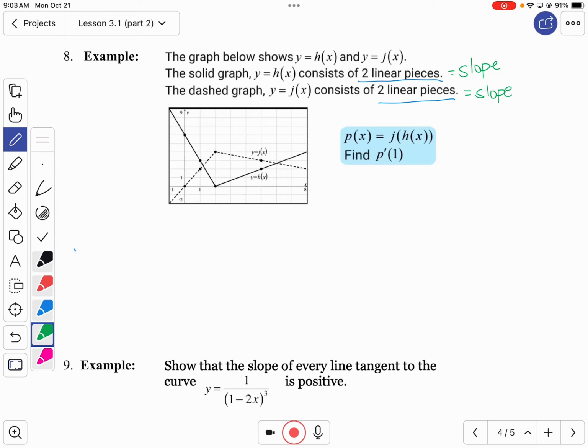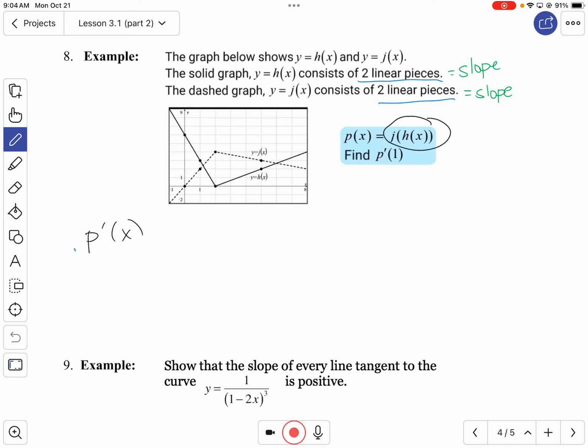So they're asking me to find P prime at 1, okay? Well, here's P. So P prime of x is going to equal derivative of the outside, evaluated at the inside, times derivative of the inside. And we're still going to go in and put our x value in. So P prime at 1, so J prime at h of 1, times h prime at 1.